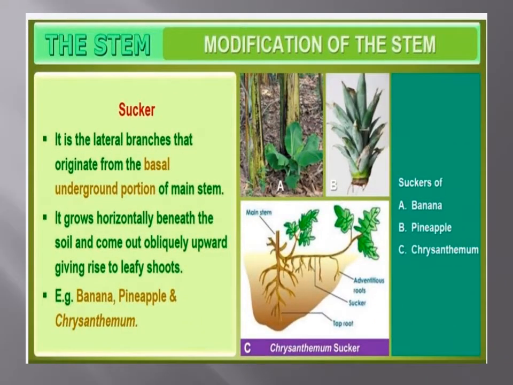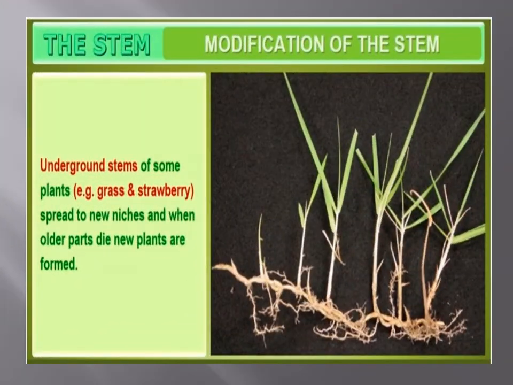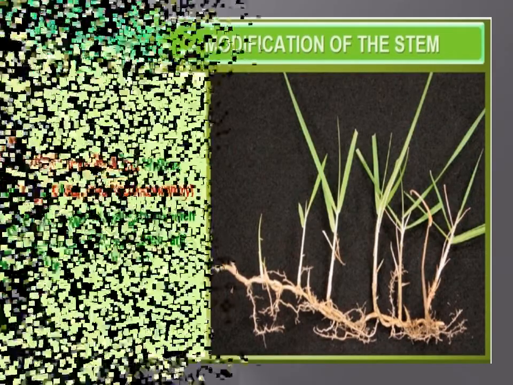Suckers. In banana, pineapple and chrysanthemum, the lateral branches arise from the underground portion of the stem, grow out obliquely and give rise to leafy shoot. Underground stem of some plants such as grass and strawberry spread to new areas. When older parts die, new plants are formed.